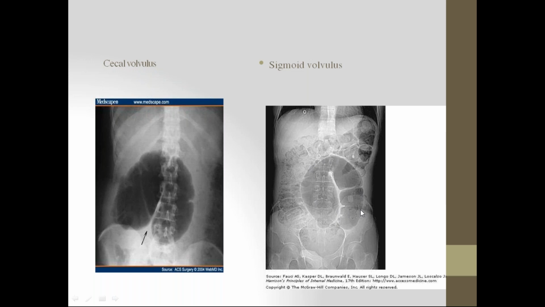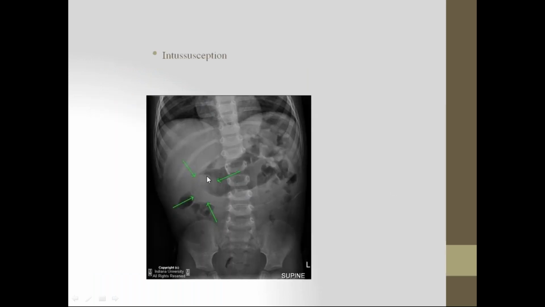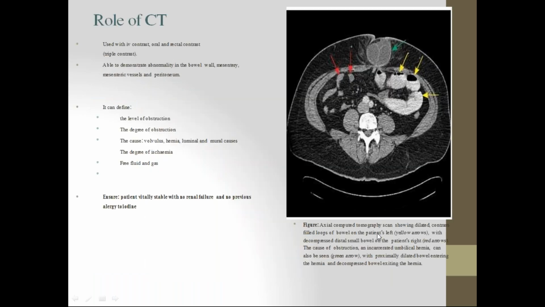This is an image of sigmoid volvulus. Okay. In this image, you could clearly appreciate the dilated large bowel which is located peripherally. So here, this is the intussusception. There are various signs like Clausen and all.